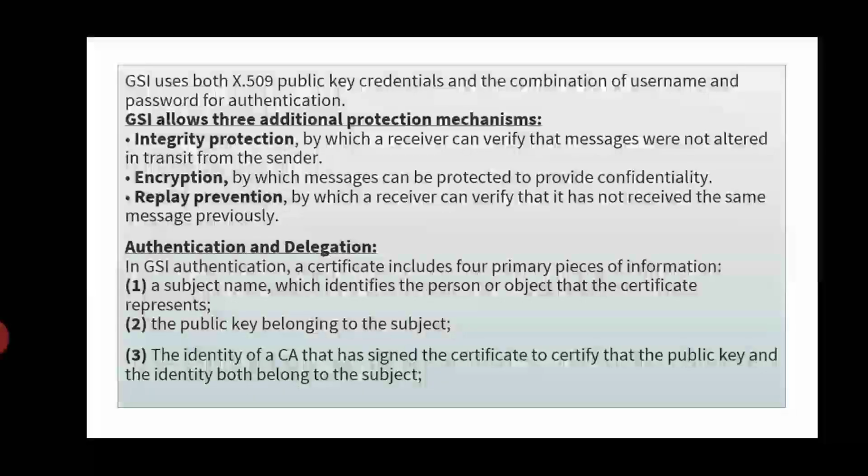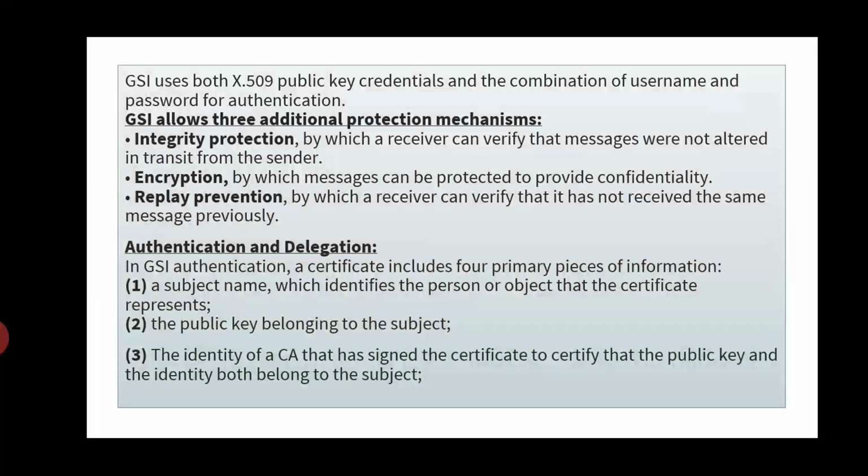One more key point of message level security: grid security infrastructure uses both X.509 public key credentials as well as the combination of username and password for the purpose of authentication. What I mean is that grid security infrastructure allows three additional protection mechanisms. How many additional mechanisms does it allow?